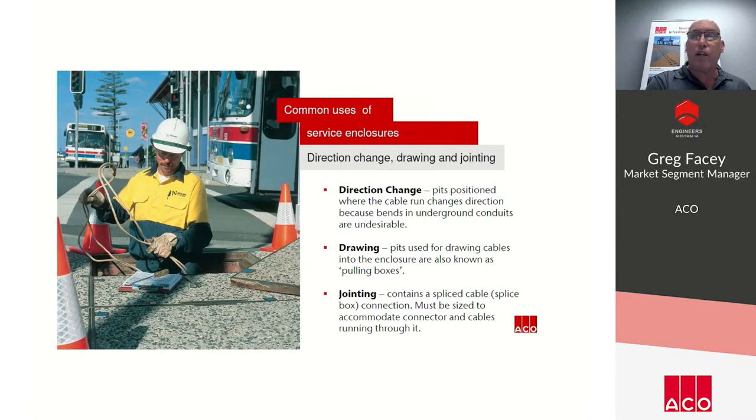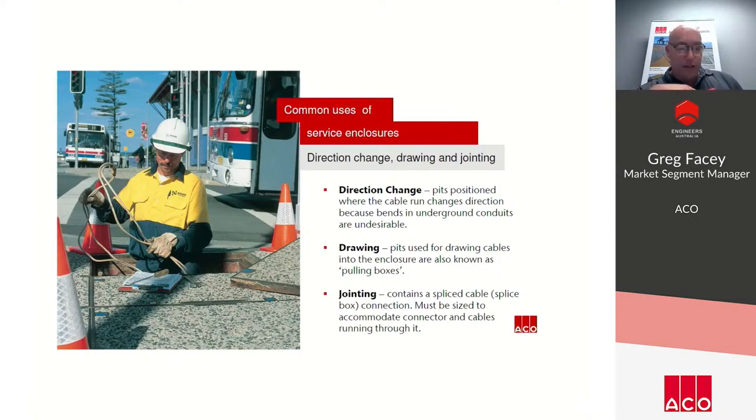We also need to consider some of the common uses of service enclosures. So cable pits are commonly positioned where the cable run is required to change direction. This is because bends in underground conduits are generally undesirable, but cable pits are used for drawing or hauling cables, used as pulling boxes, for pulling cables into the enclosure using pulling equipment, looping or feeding it to the next enclosure along the length of the cable system. In each drawing pit, though, conduits are generally aligned against opposite walls at the same elevation. So AS 3084 stipulates strict requirements for cable pulling so the cables aren't damaged during these operations.